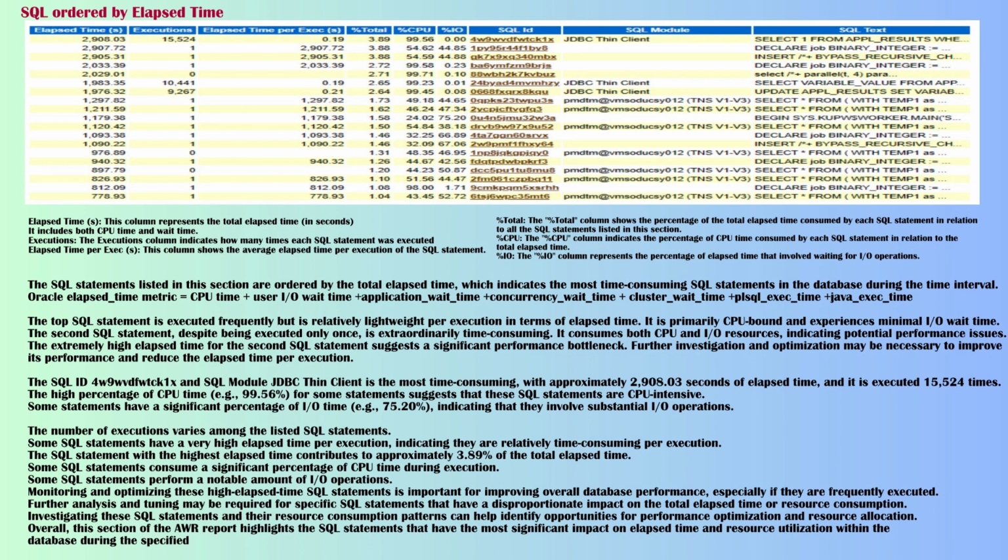Investigating these SQL statements and their resource consumption patterns can help identify opportunities for performance optimization and resource allocation. Overall, this section of the AWR report highlights the SQL statements that have the most significant impact on elapsed time and resource utilization within the database during the specified interval.